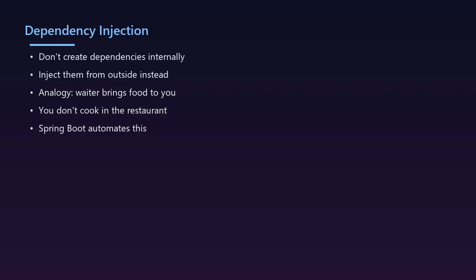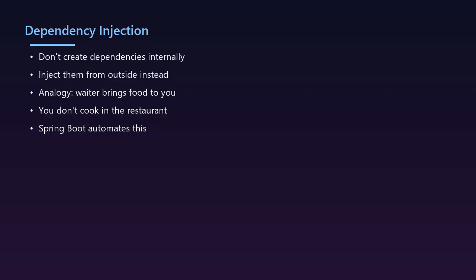Dependency injection. A fancy name for a very simple idea. Instead of a class creating its own dependencies inside, you give them to it from outside. Think of a restaurant. You don't go into the kitchen and cook your own food. The waiter brings it to you. That's injection. In code, if your class needs a service, don't write new service inside the class. Instead, accept it through the constructor.